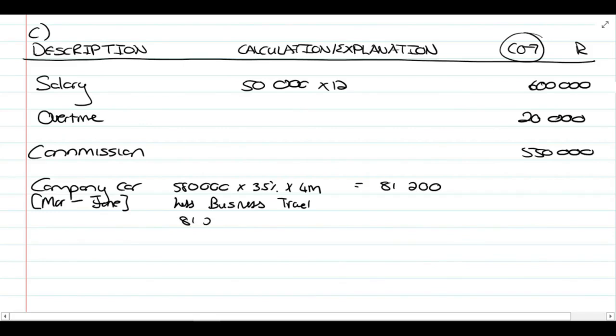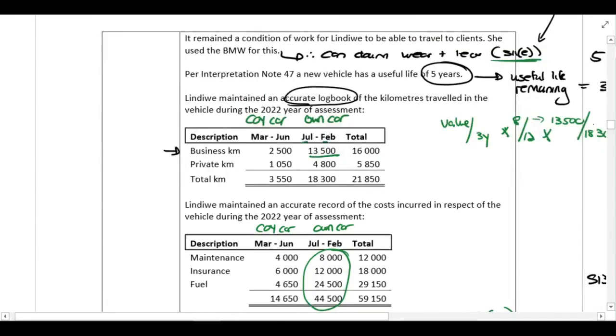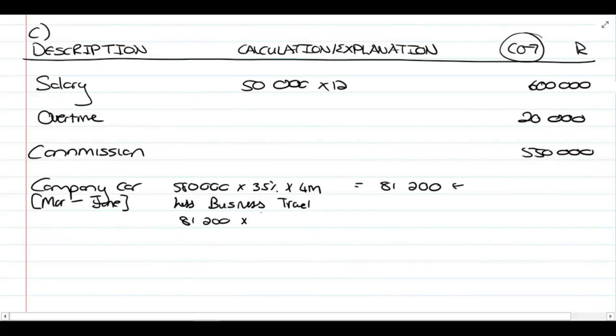Now we did do some business traveling, so we can deduct the business travel component from that. This is only if you've kept a logbook, and that'll be the 81,200 times the business kilometers over the total kilometers. Now remember guys, they give it for us for March and June, July and February, and the total. You need to know which one to use. In this case, you will use it for the period that we are looking at. We're looking at a company car from March until June, so it's March until June that we have to apply it for. Okay, so 2,500 over 3,550. That gives us the business travel portion of that 81,200.